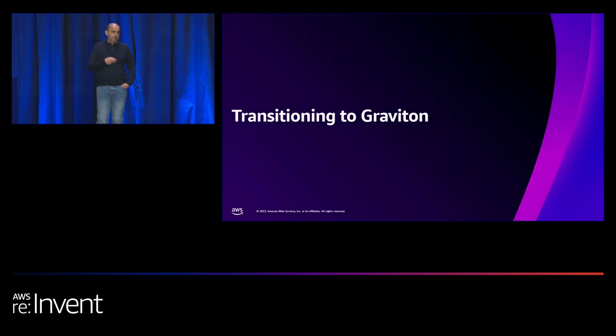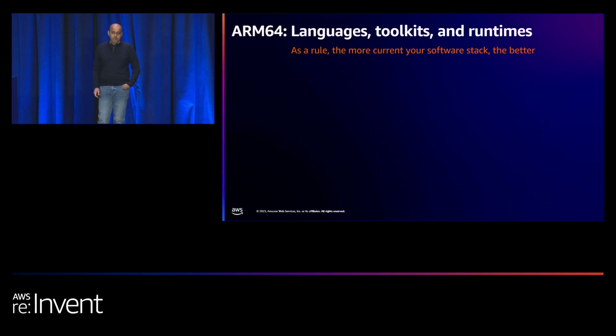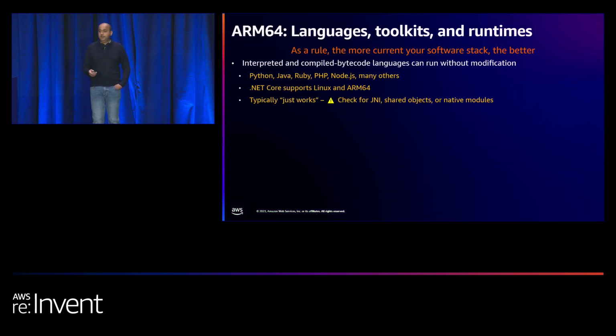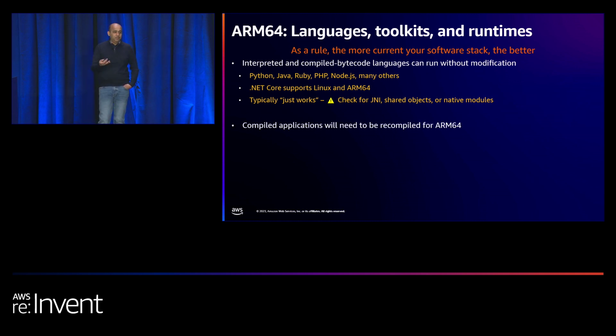So, transitioning to Graviton, let's also talk about some of the best practices that we've assembled on how you can get your workloads up and running on ARM64 and Graviton. Firstly, in terms of candidates, all Linux workloads are typically a really good starting point. And as a general rule, what we suggest is the more current your software stack is, the better, just because it gives you a much better starting point in terms of getting the best performance out of the system. If you're running interpreted or compiled bytecode languages, really no modification required. That includes things like Python, Java, Ruby, PHP, and more.